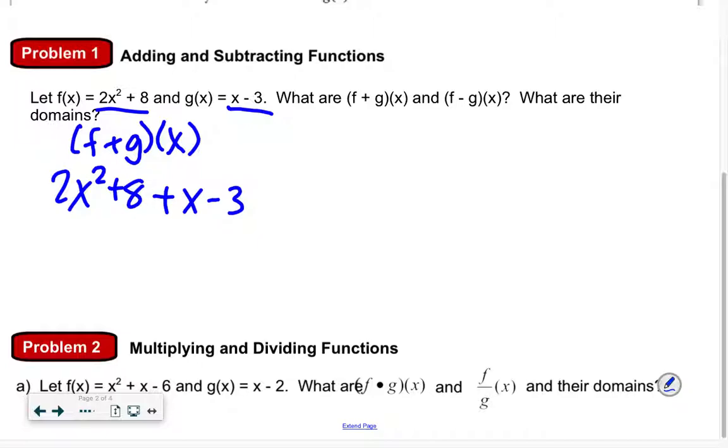Okay, all you need to worry about is combining like terms. Do I have any more x squareds beside the 2? No. Do I have any more x's beside the 1? No. What can I combine? 8 and 3, and I get positive 5.